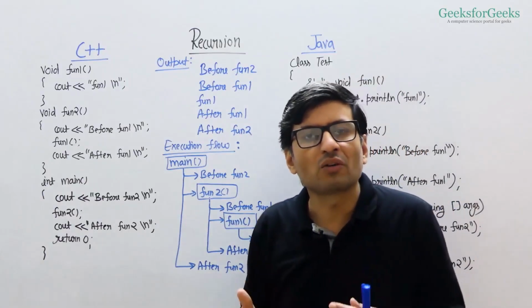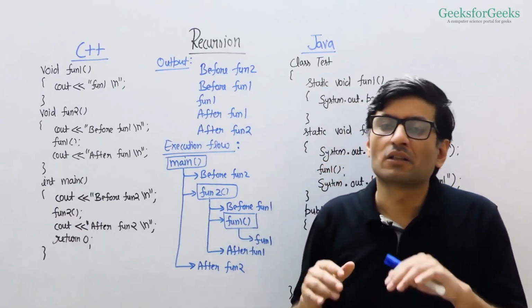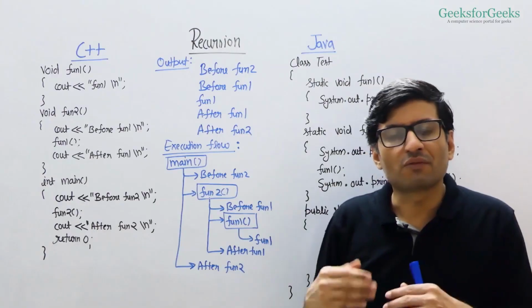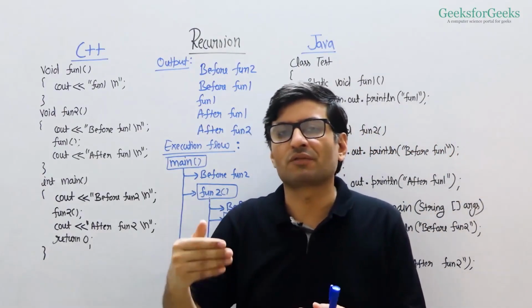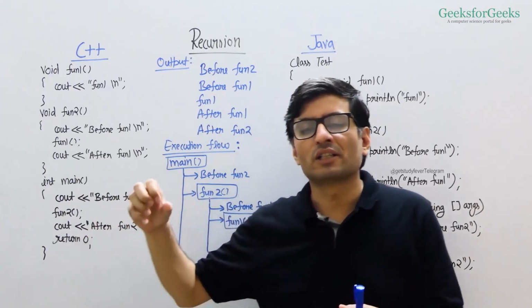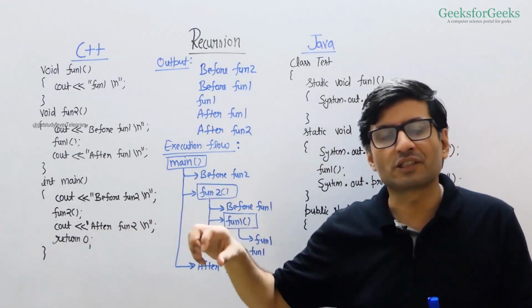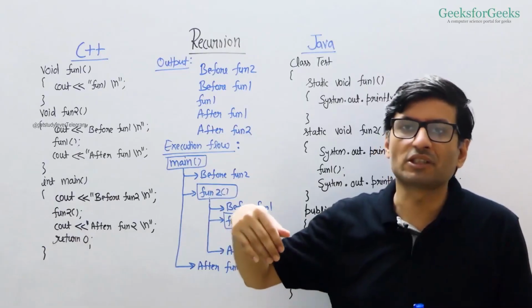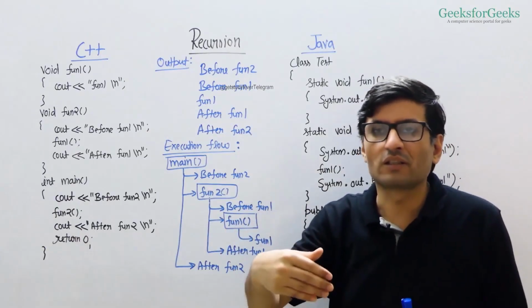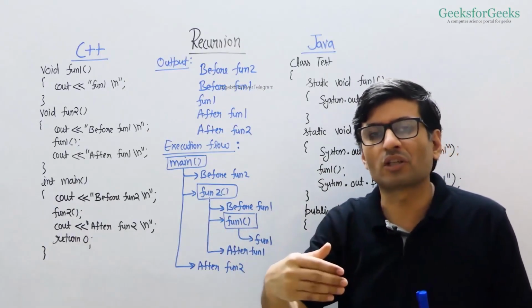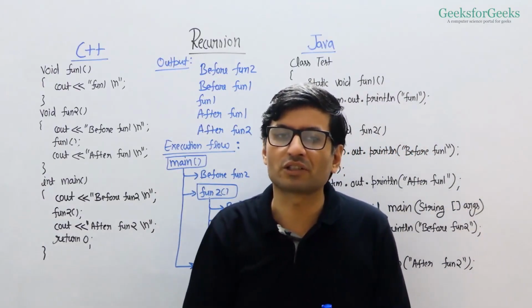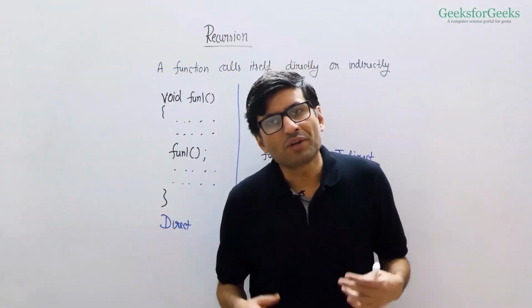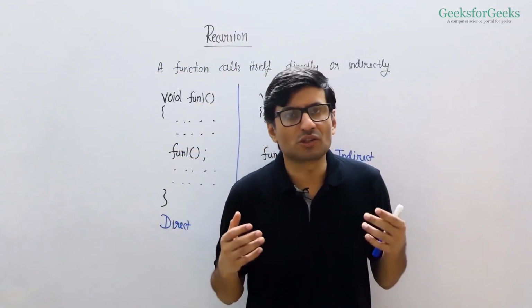I hope you now understand how function calls work. If there is a function which is calling another function, which is calling some other function, then the last called function finishes its execution first. It gives the control back to the caller. Then when the caller is finished, it gives control back to the caller of the caller, and this is how function calls execute. Now we understand how function calls work.